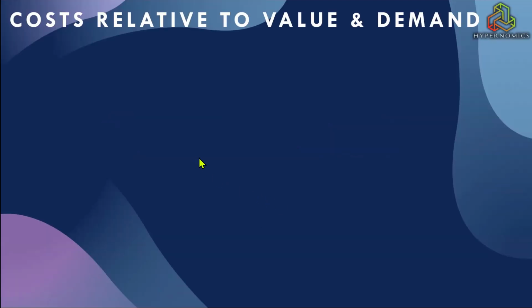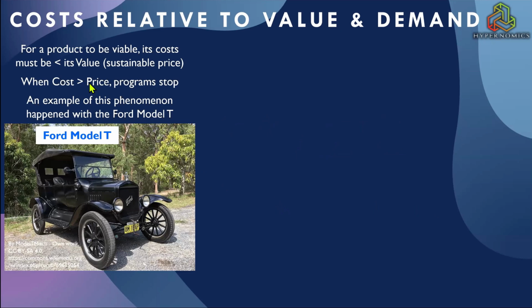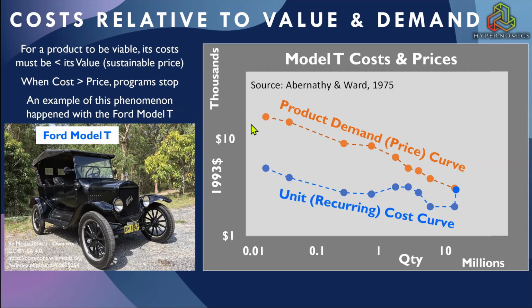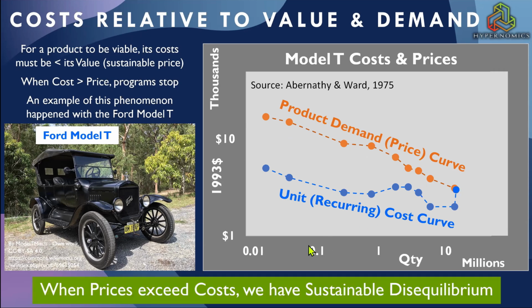What we want to do is consider cost relative to value and demand. So one of the basic premises of Hypernomics is that for a product to be viable, its cost has to be less than its value, its sustainable price, and that when costs exceed price, the programs will stop. So nobody had picked this up from years ago. Turns out that Ford Motor Company had actually plotted their product demand. We're going to see what that means here in a second. Their price curve. This is the price over time, or I should say over units as they were going along. And they plotted their recurring cost curves. And when costs finally rose up to meet the price, that ended the program.